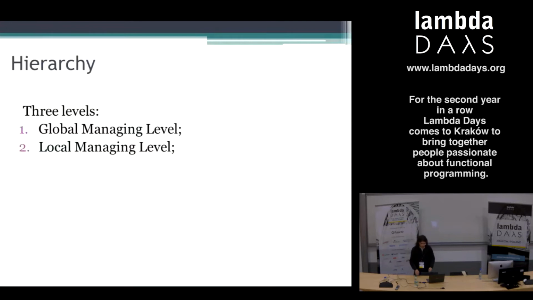Second is the local managing level. Local managing level is about computing nodes. We have different types of nodes. There are computing nodes, nodes on which vertices are allocated, and there are managing nodes, nodes with interfaces with the user. And the workers level, it's our vertices.